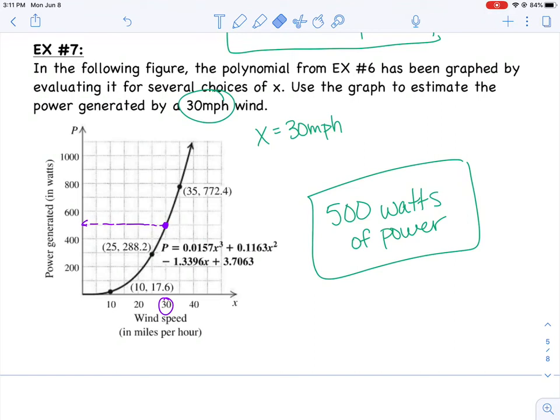Now it's not exact, but we're not trying to do exact, we're just trying to estimate using the graph. So you should have said somewhere around 500 watts of power by using the graph.